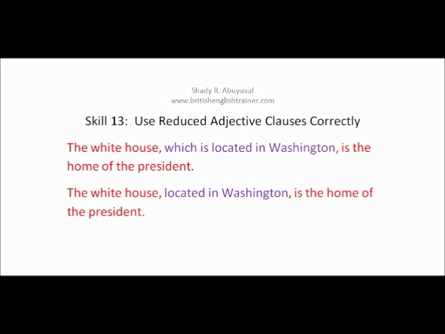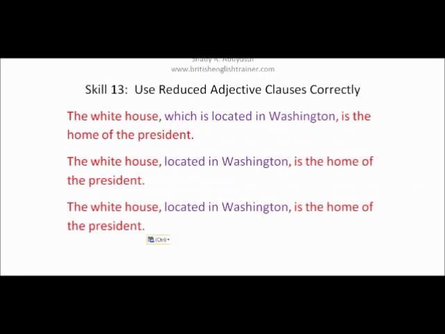Let's have a look at this one. Okay, now how can we write it in a different way? We're going to take the whole adjective clause away, and then we're going to put it here with one comma in the beginning, and let's read it now. Located in Washington, the White House is the home of the president. Is this correct? Completely correct. So we have this possibility in English.